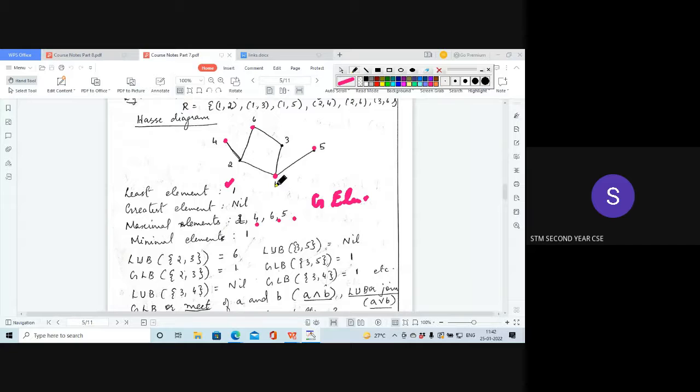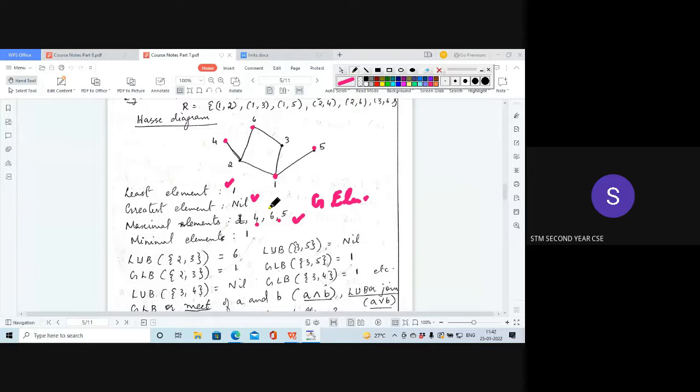Minimal element is 1 and the least element is also 1. There are no other elements. So the greatest element is nil. Maximal elements are 4, 6 and 5. Out of 4, 6 and 5, we cannot choose any one because all 3 are equally independent. So you don't have a greatest element, but for the minimal element, you have only one, so there is a least element.